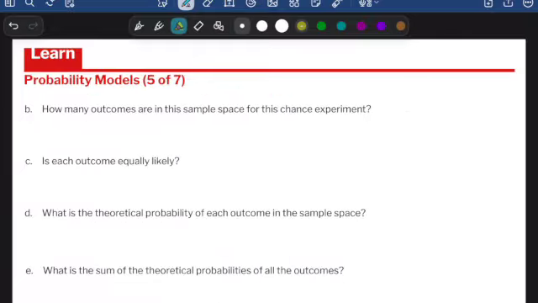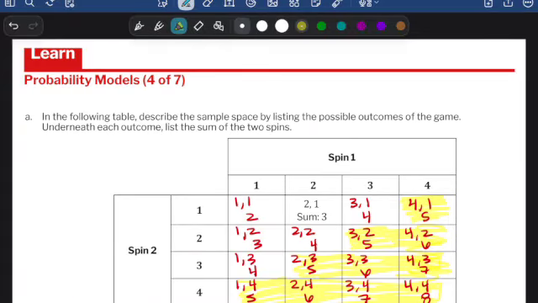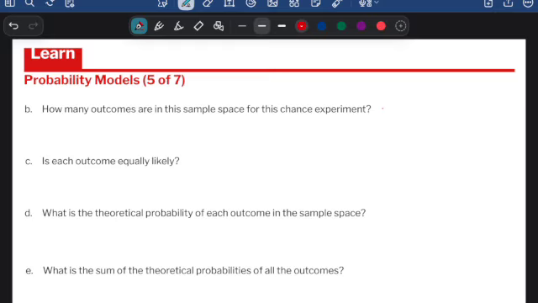How many outcomes are in this sample space for the chance experiment? How many possible outcomes did we have? Well, we have 4 by 4, that's 16. So 16 possible outcomes. Is each outcome equally likely? Well, yes. Remember, the spinner was divided into 4 equal sections. So each section was equally likely to be landed on.